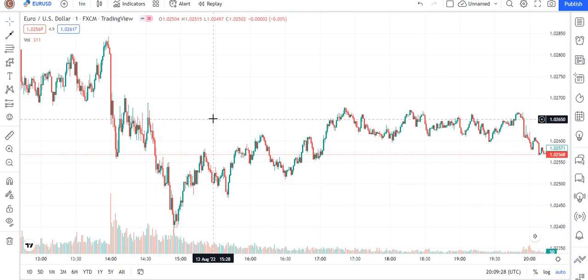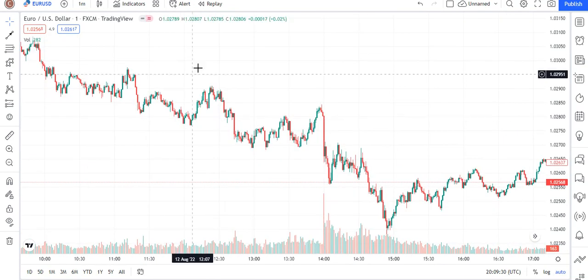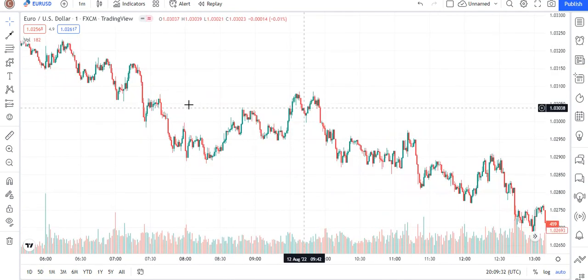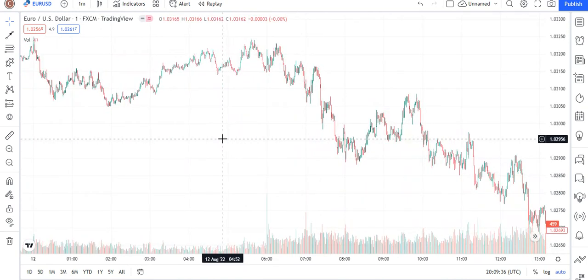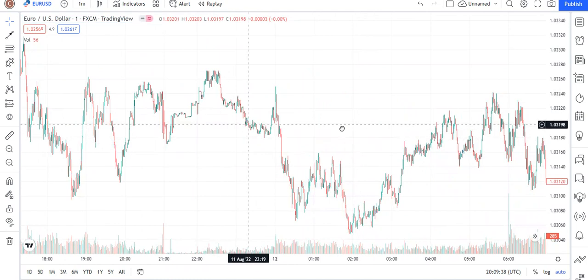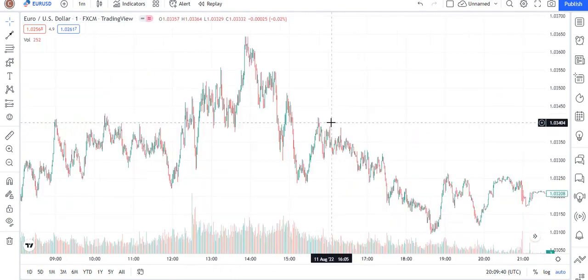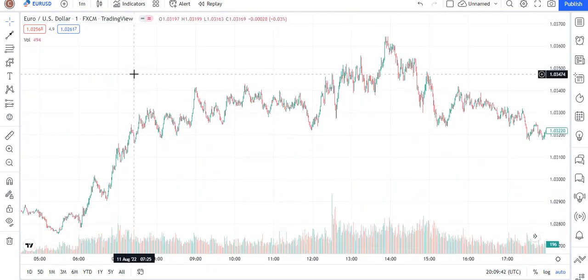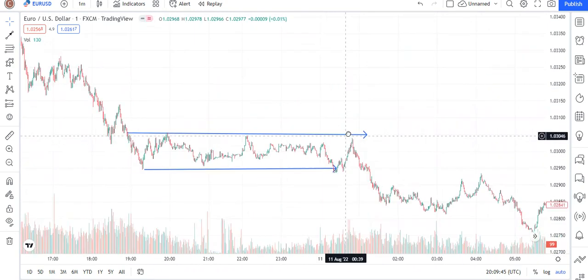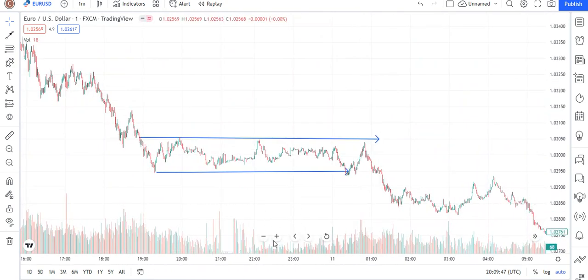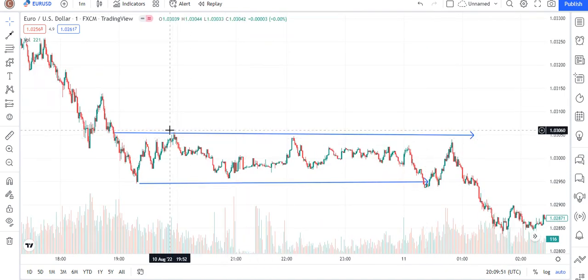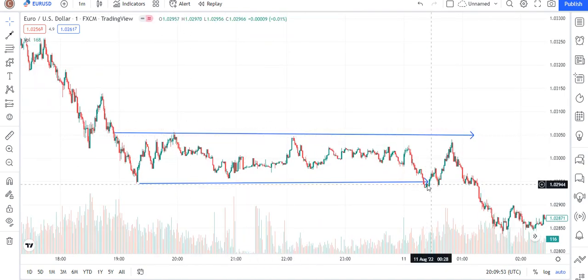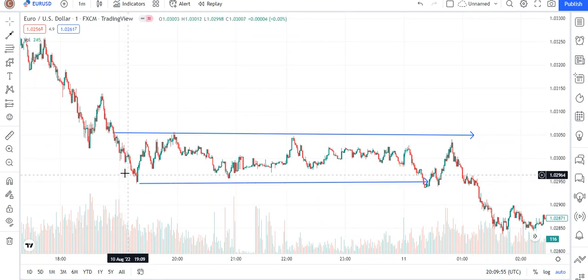Let me put it like this. Let's look at a ranging part of price, for example. Let me try and find one. Okay, this is perfect. This place is the top of the range, and this place is the bottom of the range.